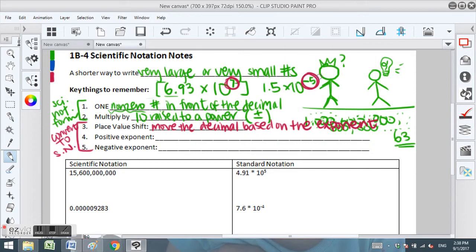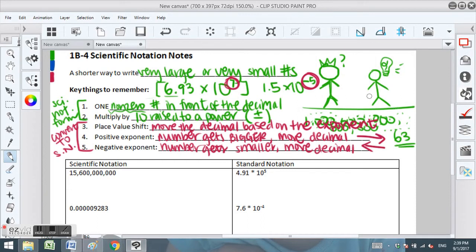So when we're looking at a positive exponent, as in 10 raised to the positive 7, you are moving the decimal to the right because the number is getting bigger. So the number gets bigger, move decimal to the right. And if it's a negative exponent, the number gets smaller, so move the decimal to the left. Okay? So in this case, we would be moving the decimal to the right. In this case, with the negative exponent, we'd be moving this decimal to the left.